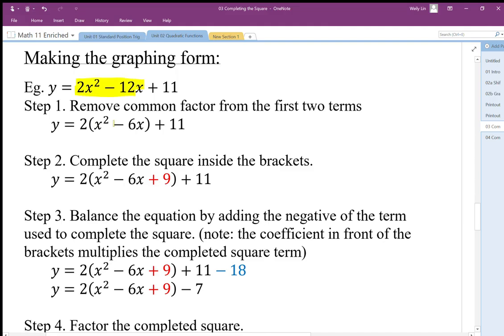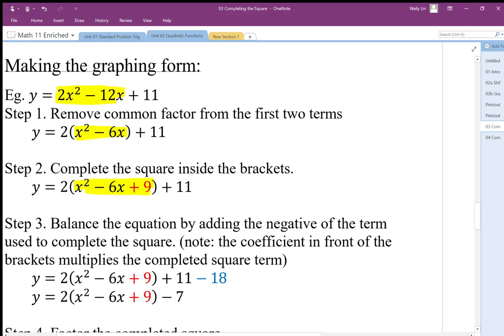We're going to factor out the common factor from those first two terms, because it's much easier to make the square using just the x squared rather than trying to do it with a 2x squared. So that's the first thing, factor that out. We then want to decide what number is going to complete this square, and we're going to make that square with a plus 9. So basically it looks like this.